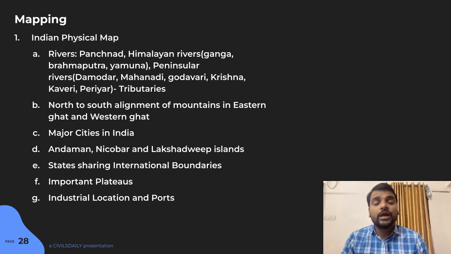Industrial location and ports. How is the interplay of this going on? How ports are becoming major centers for industries, like the petrochemicals industry or plastic industry or pharmaceuticals, they are related to import export, so they are getting located at the ports. So earlier industrial location was based on the Weber theory, now ports are becoming major sectors.